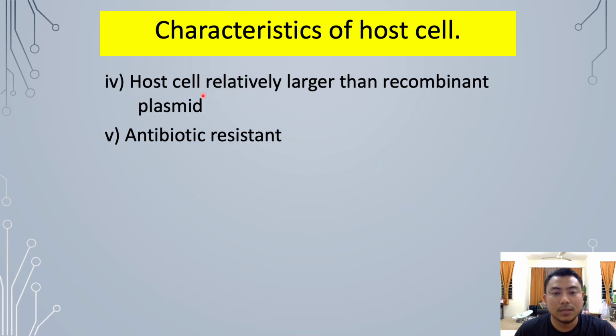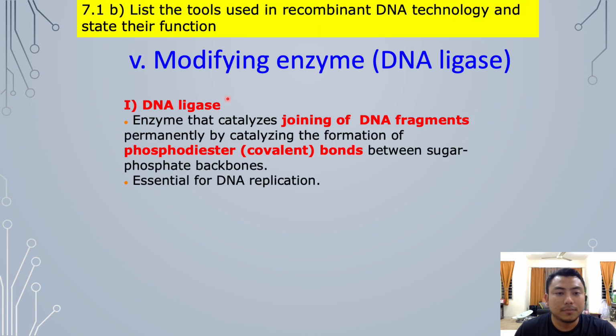So host cell need to be relatively larger than recombinant plasmid. Of course, you need to have ample space to do the process, and you also need to have the antibiotic resistance. Okay, last but not least, for the tools is the modifying enzyme, which is DNA ligase. So DNA ligase is an enzyme that catalyzes joining of DNA fragments permanently by catalyzing the formation of phosphodiester bonds between sugar phosphate backbones. And this is very essential for DNA replication.